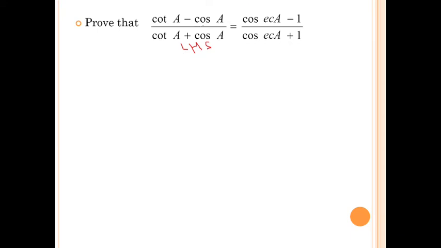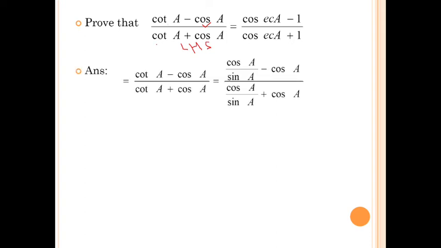So we have cot here. Cot can be converted into cos and sine. How? Cot A is always equal to cos by sine. Cot A is cos by sine. Now cot A is converted into cos A by sine A. Similarly, this cot A is also converted into cos A by sine A.